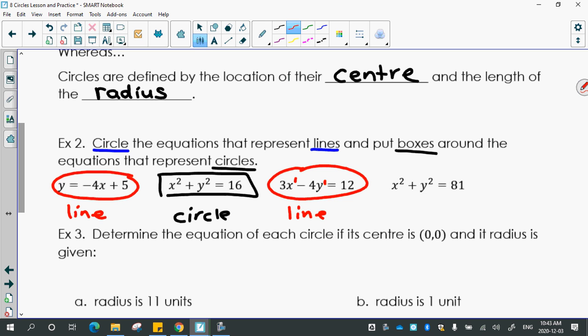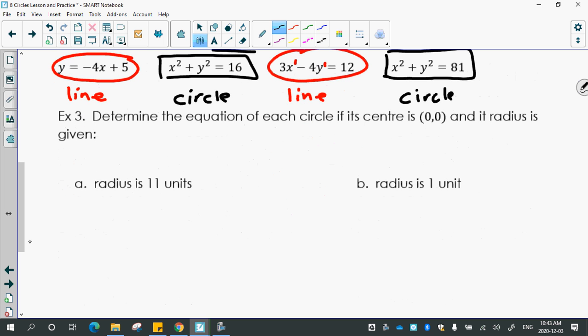So that's a line. And then x squared plus y squared equals 81. Circle. So they have the squares on them. X and y both have an exponent of 2. Okay?